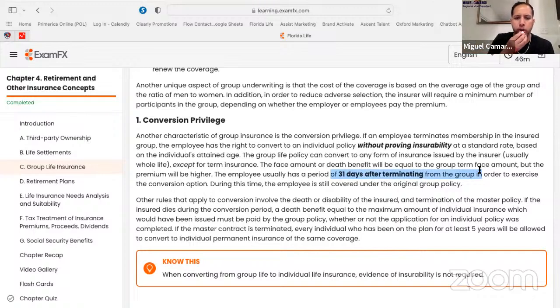There is one other piece right here. I'm going to forget this. If the master contract is terminated, every individual who has been in the plan for at least 5 years will be allowed to convert it themselves. So for whatever reason, if your employer goes under or they cut benefits, as long as you've been in that plan for at least 5 years, you can convert it.